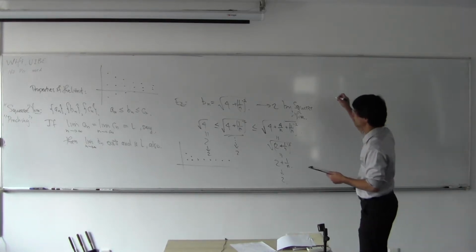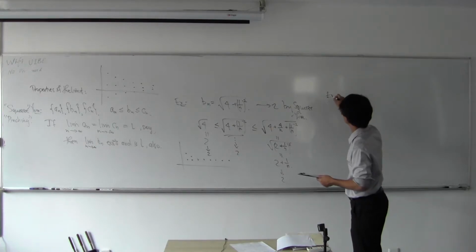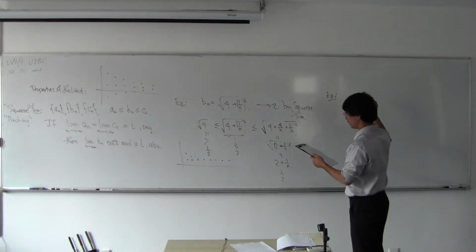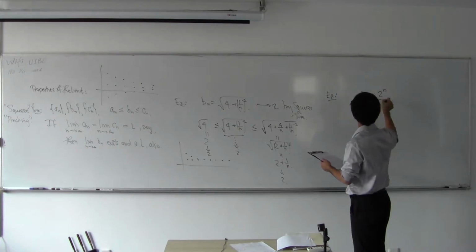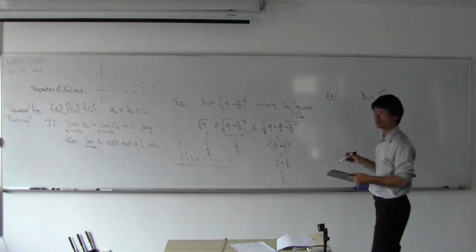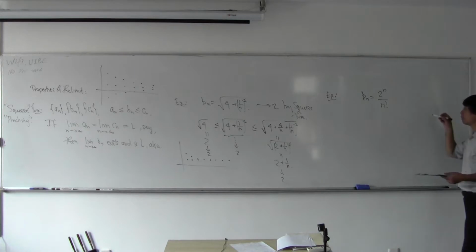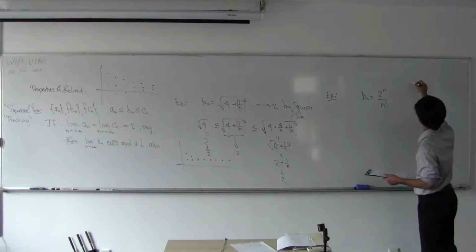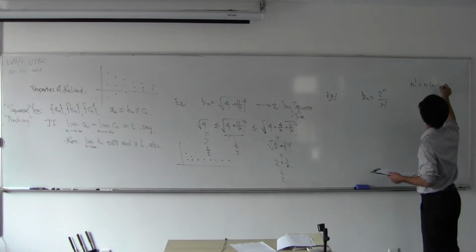Okay, here's another example of using the squeeze theorem. If we let our sequence be 2 to the n over n factorial, I hope you know what factorial means. Factorial means n times n minus 1 times n minus 2, all the way down to 1.